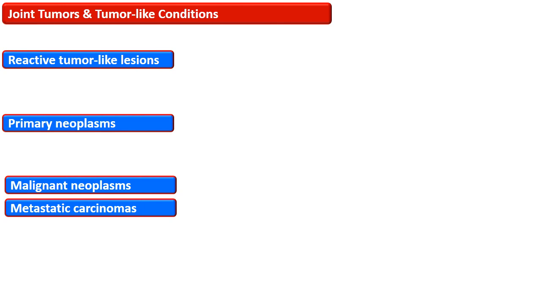carcinomas are most common, and adenocarcinoma of the colon, breast and lung and the lymphoproliferative disease such as leukemia can occur in this area, and they mimic other conditions such as rheumatoid arthritis.